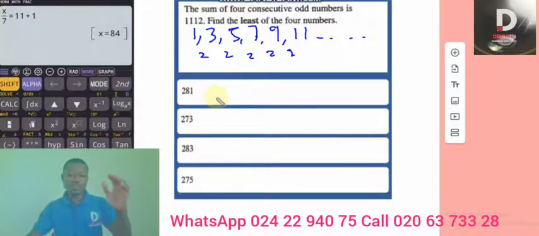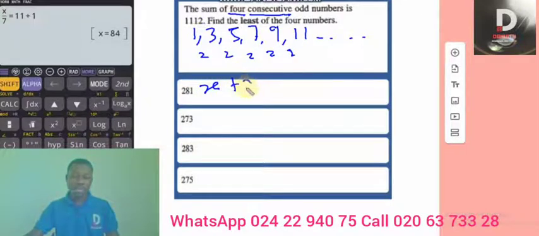So he said the sum of 4 consecutive. Consecutive means continuous. Consecutive, that word means continuous. You see that maths is English. The sum of them. So the first one, I'll represent by what? X. Second one is x plus 2. Why? If I add 2 to the first one, I'll get the second one. That's what it means.